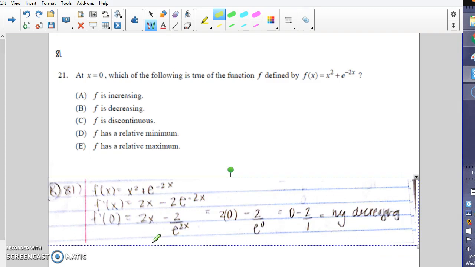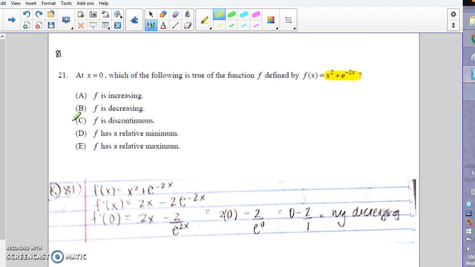At x equals 0, which of the following is true about this function? So you're trying to see is it increasing, decreasing, discontinuous, relative minimum, relative maximum. Now this is the combination of two continuous functions, so it's not going to be a discontinuous function. So you're going to focus more on increasing, decreasing, min or max. What I did is I took the derivative, because even to get increasing or decreasing, you're going to need to know something about the derivative. Here's your derivative. I straight evaluated it, and it was a negative value, so that meant that it was decreasing.